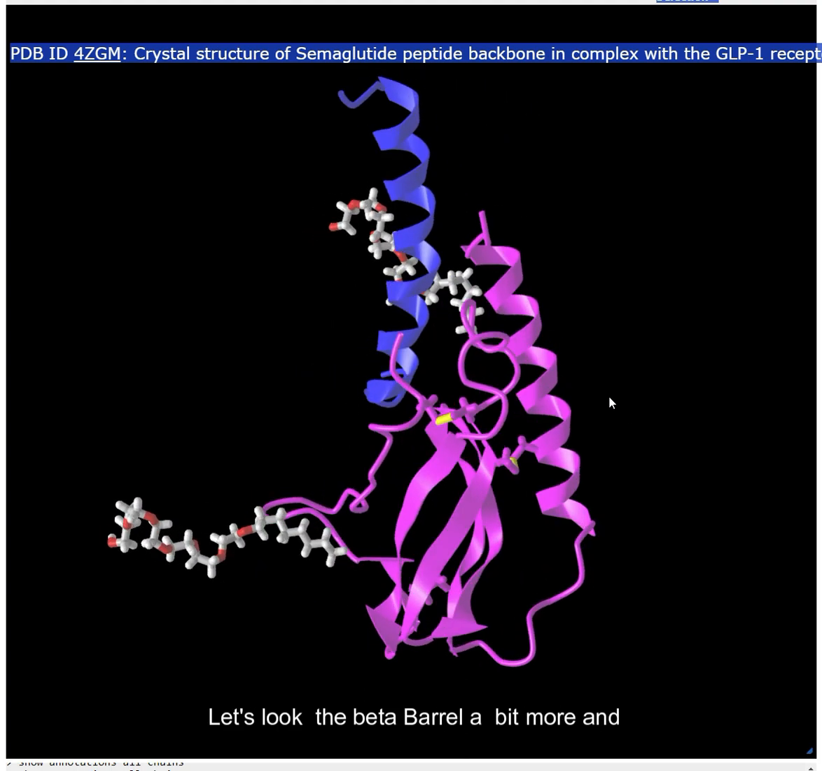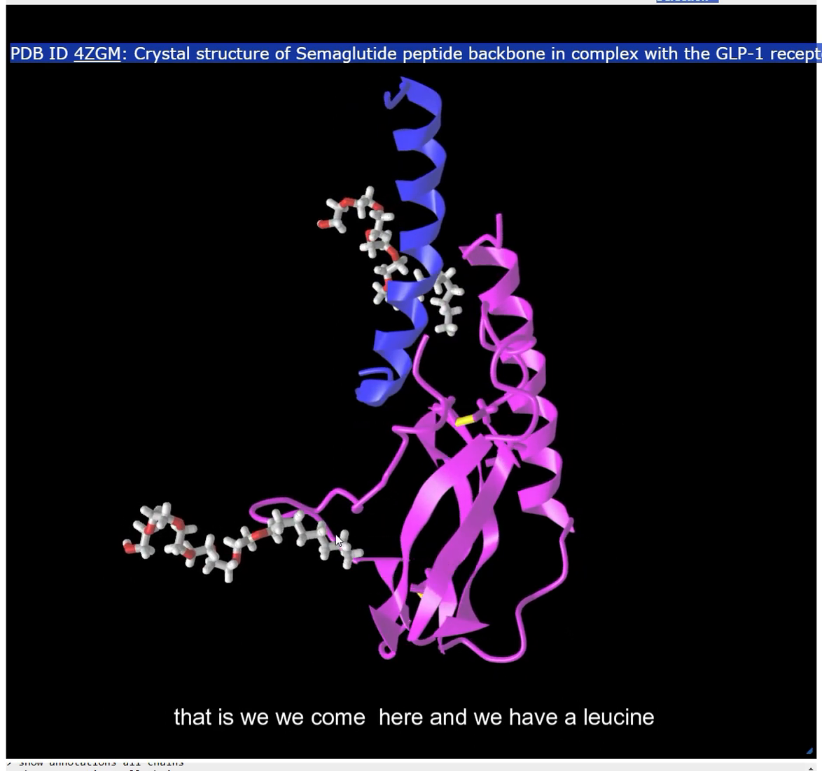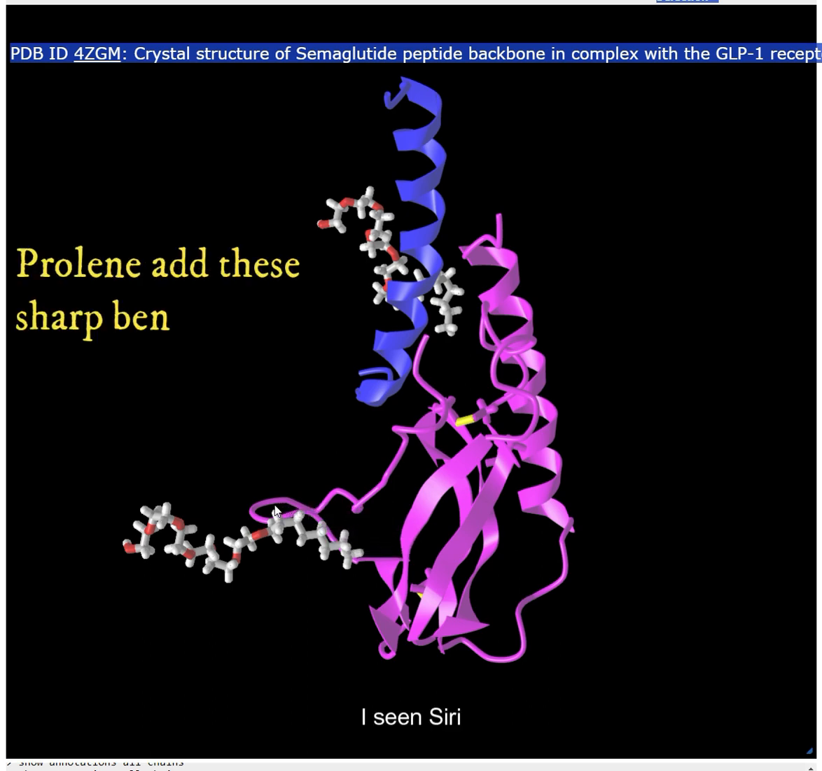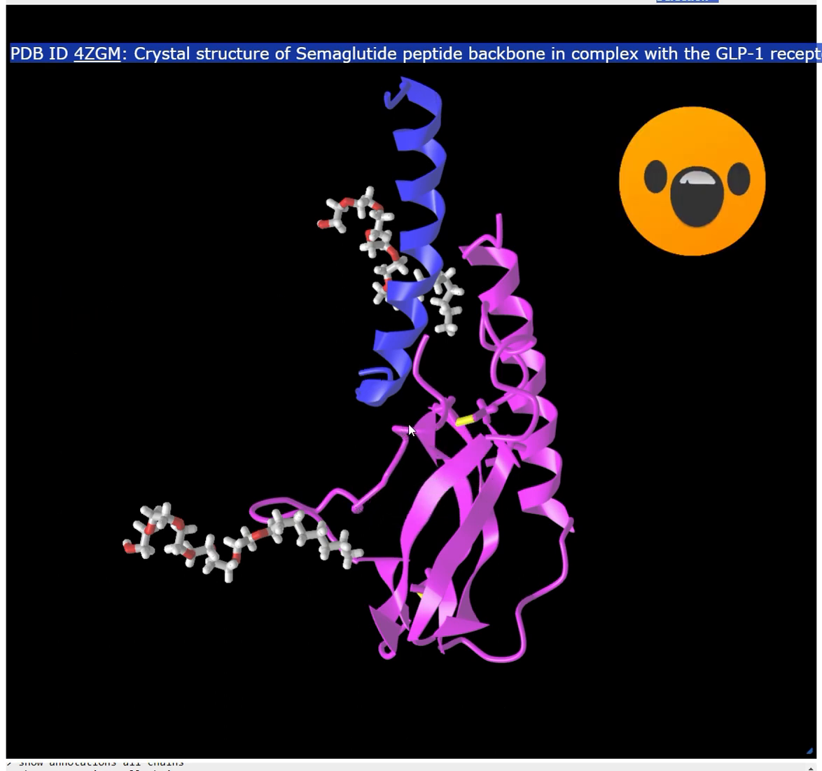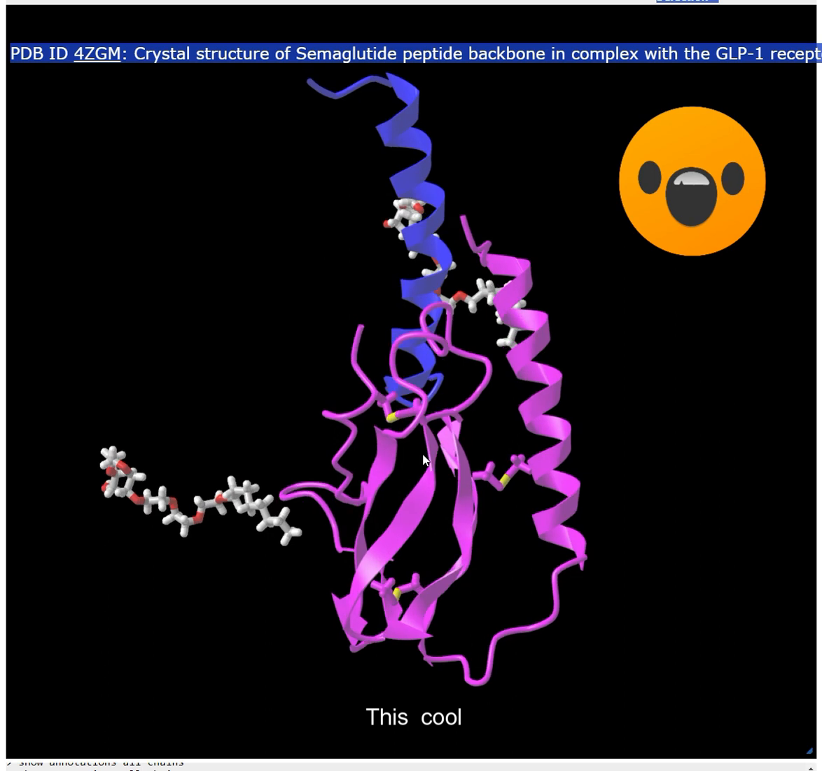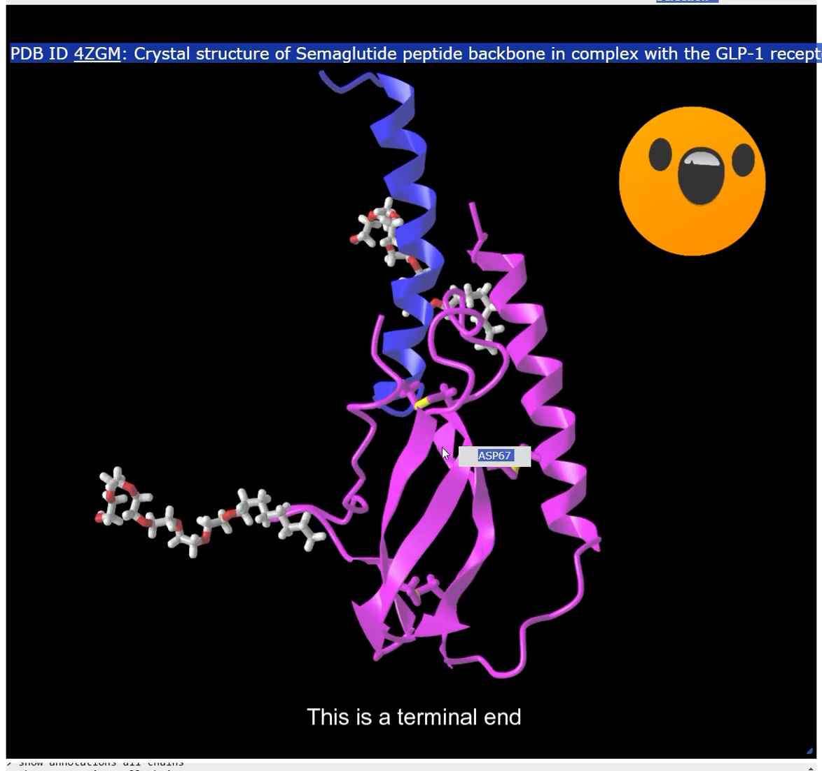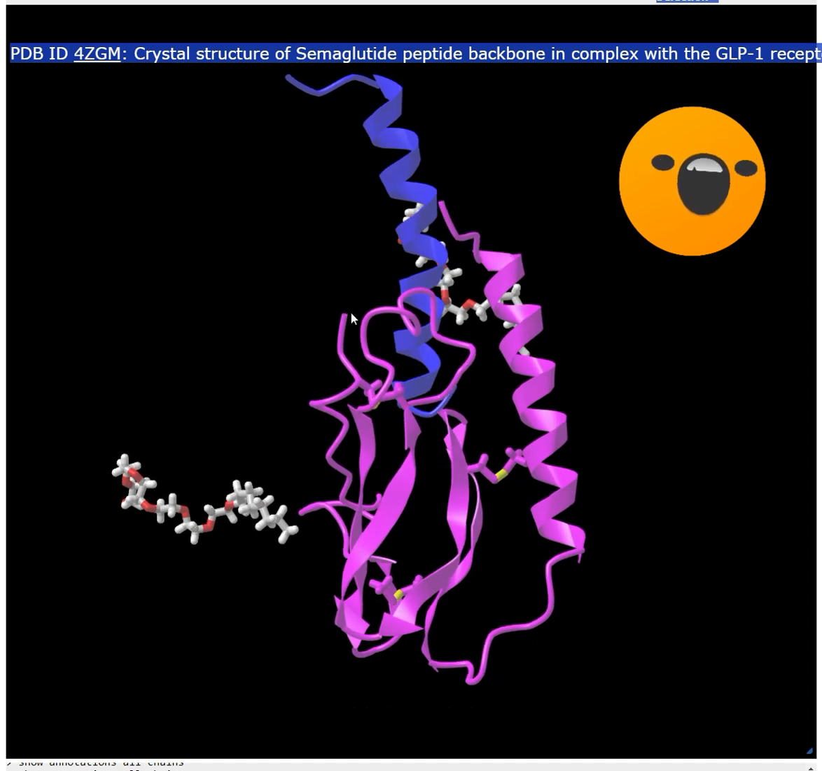Now let's look at the beta barrel a little bit more. We come out here and we have a leucine, lysine, serine, asparagine, serine, proline. Oh, prolines are really cool, right next to a tryptophan. Proline forces a bend, and then trp, arg, asparagine, leucine, serine. Oh, this is cool. Look at this. This is a terminal end. If this is 29, this is 128.